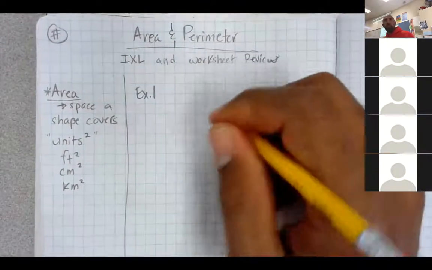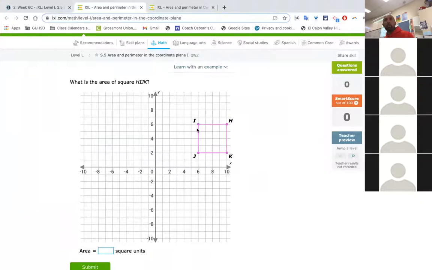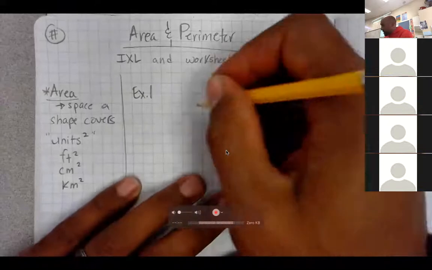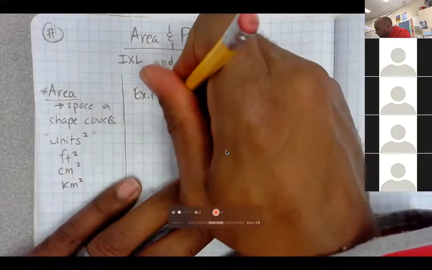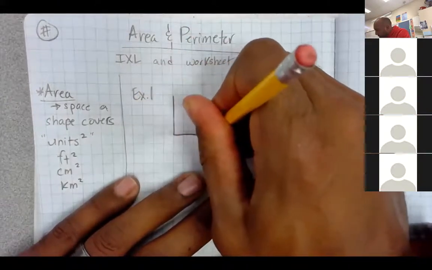And let's actually count how many squares we got here. It's 4 by 4. So let's just copy that shape in here on your notebook. 4 squares by 4 squares.